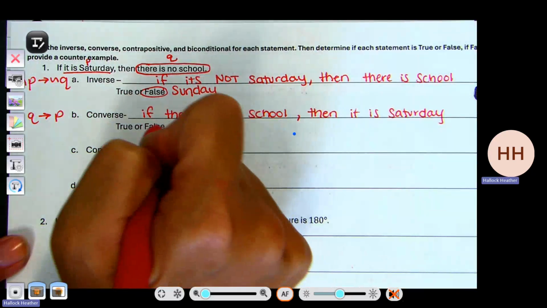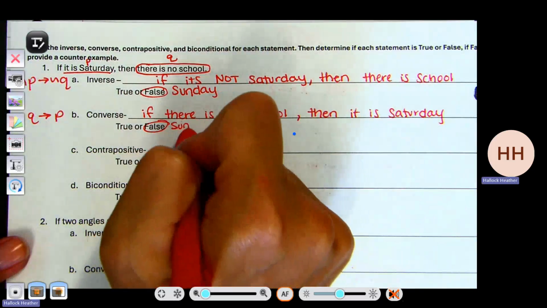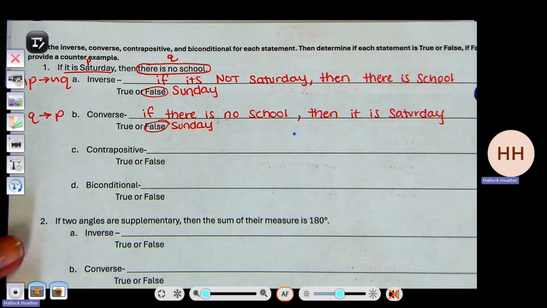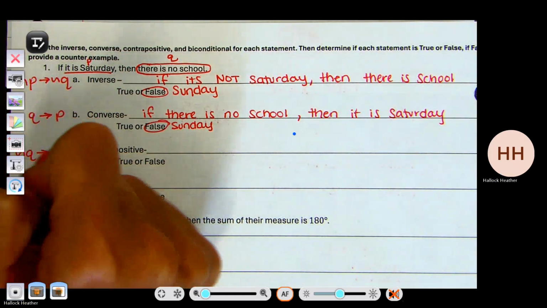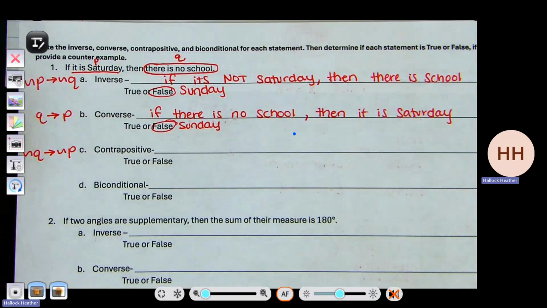And Claire, why do you say this is false? Because it could be Sunday, once again. Or it could be Monday and we have a teacher work day. So you guys are technically not in school. So don't overthink the true and false. Just try your best. Okay. The contrapositive is where you're flipping it and you're negating it. So it's negative Q to negative P. The original statement was, if it is Saturday, then there is no school. If I flip it and make it negative, what would be my statement?